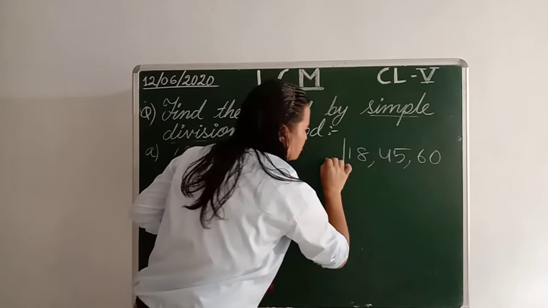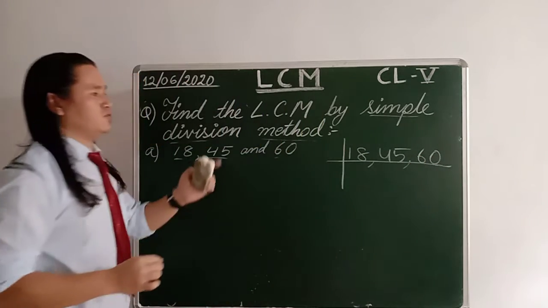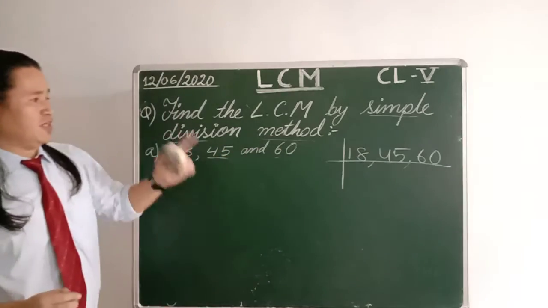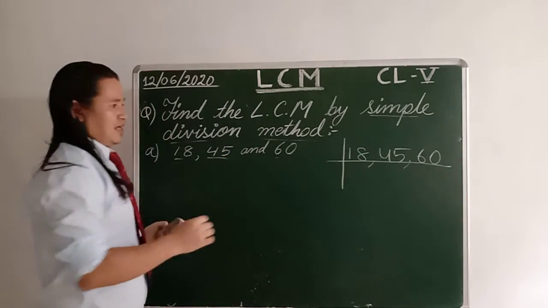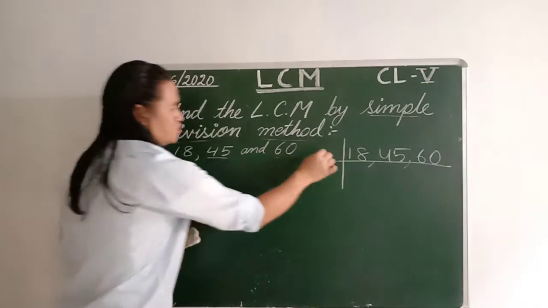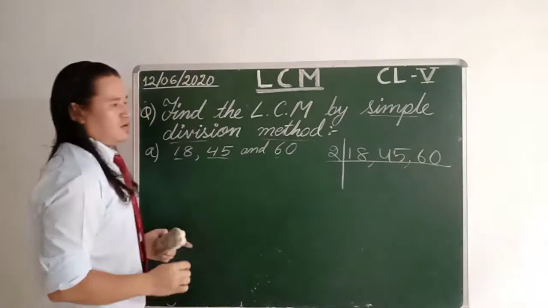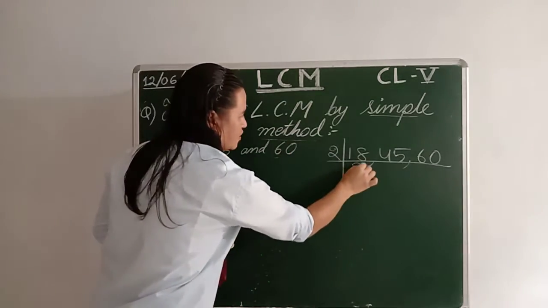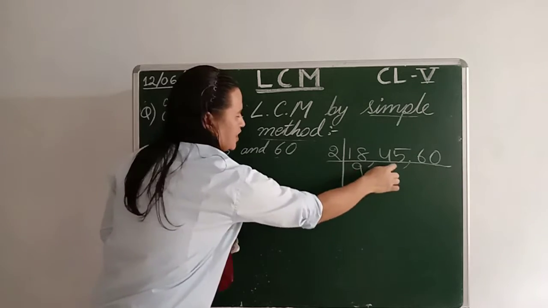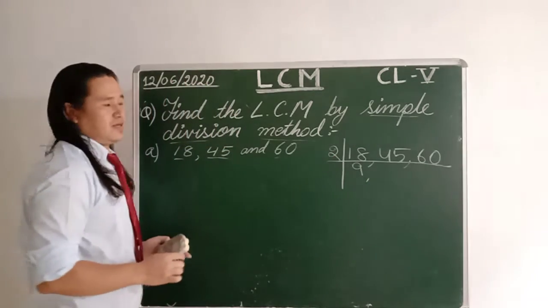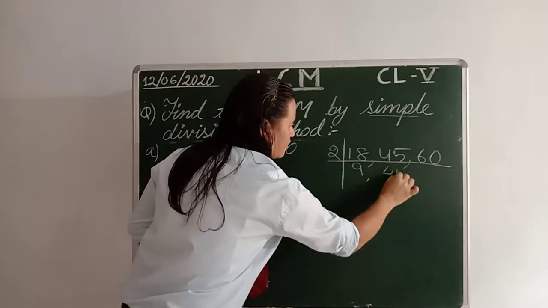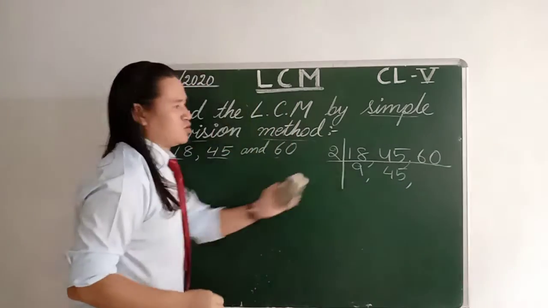After writing all these numbers, we are going to break them down by a particular given factor number. Like 18, by 2 we can break down. How many times? 2 9s are 18. Now 45 we cannot break down by 2, so what we have to do, we have to write it as it is.